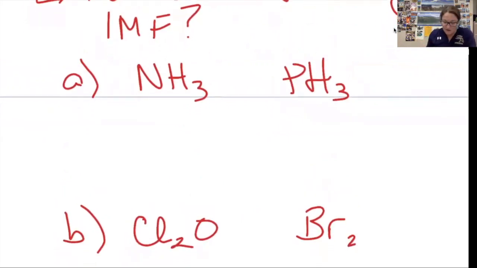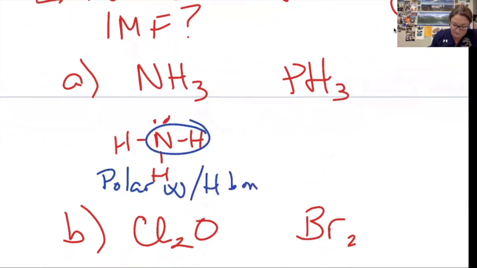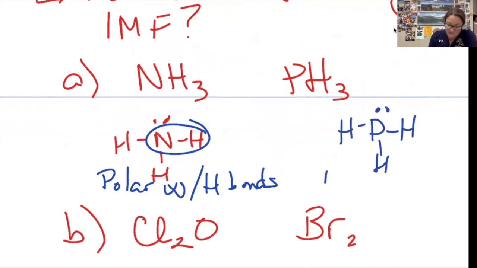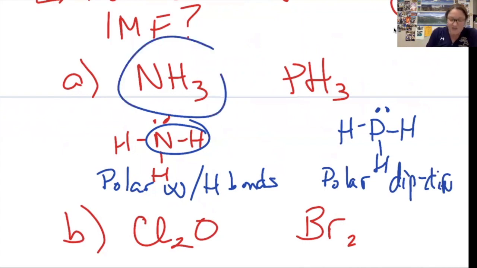NH3, non-metal, non-metal. I'm going to draw the Lewis structure. Now that I draw the Lewis structure, I see that it is polar, and because it has an HN in it, it's going to have hydrogen bonds. When I draw PH3's Lewis structure, I see that it's just polar. And since it's just polar, my intermolecular force is going to be dipole-dipole. When comparing, hydrogen bonds are stronger than dipole-dipole.